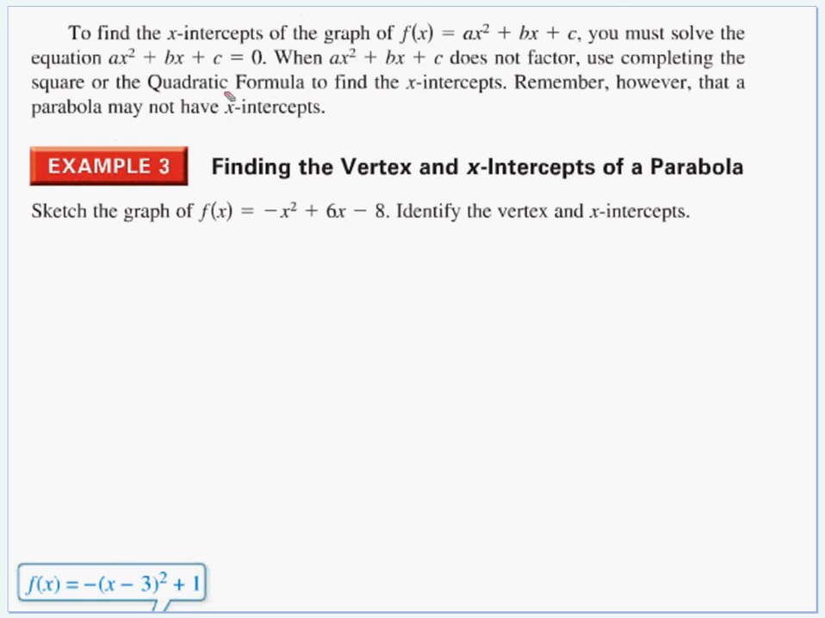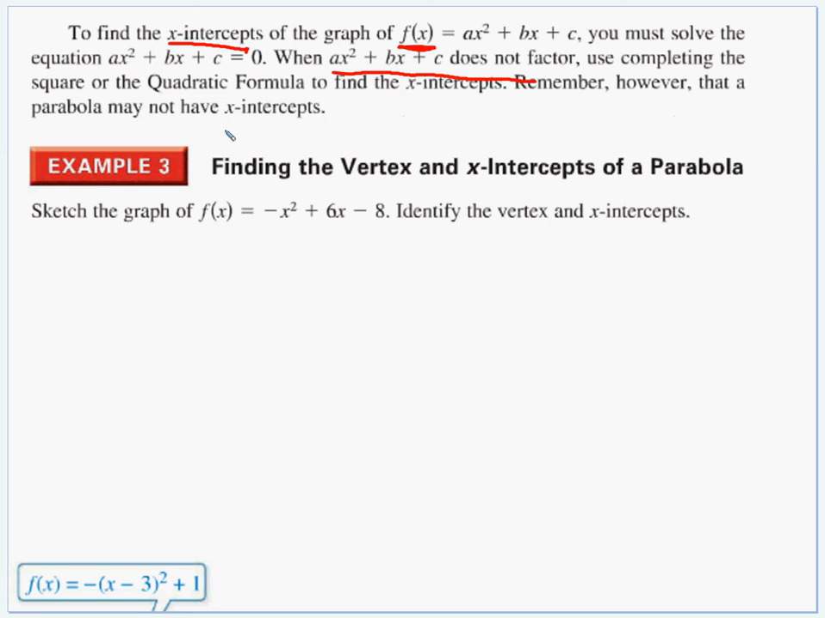Now to find the x-intercepts of a quadratic function, you must solve the function by setting it equal to 0. Remember f of x is our height on the y-axis. When you're finding x-intercepts, when you're crossing the x-axis, your height on the y-axis is 0. So if you get a quadratic, set it equal to 0 to find your x-intercepts. If that does not factor, we could use complete the square or the quadratic formula to find those x-intercepts.